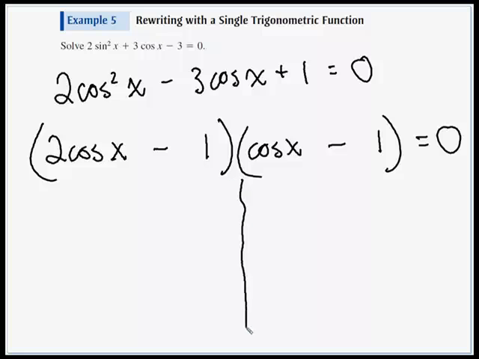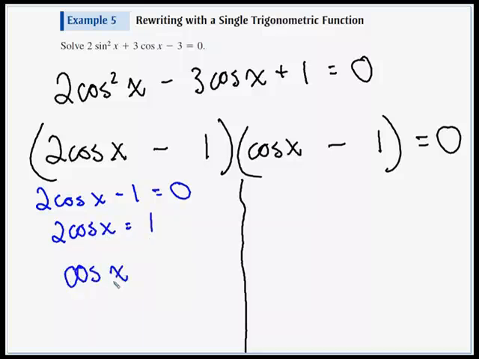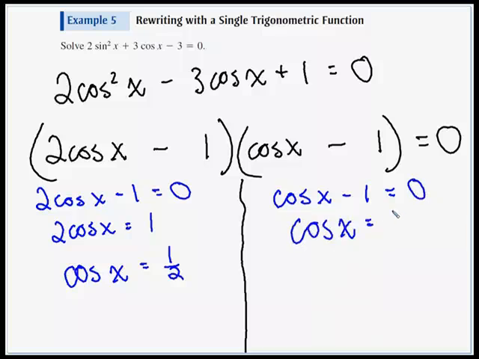And now we set each of these independently equal to 0. 2 cos x minus 1 equals 0. Add 1 to each side. 2 cos x equals 1. Divide by 2, cos of x equals 1/2. And here on the other side, one step here, cos x minus 1 equals 0. Add 1 to both sides. Cos x equals 1.